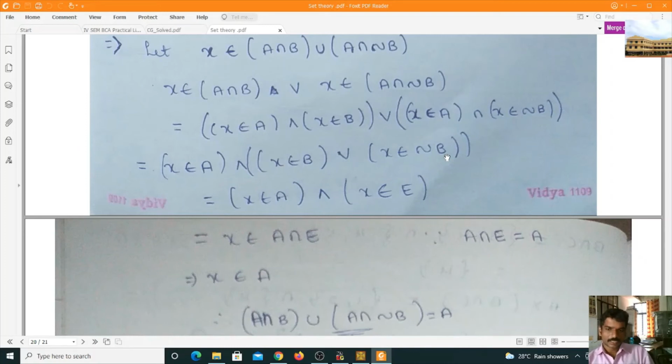We consider X belongs to universal set because of that statement, X belongs to B or X belongs to not B. So we'll consider X belongs to universal set. Now X belongs to A and X belongs to E.